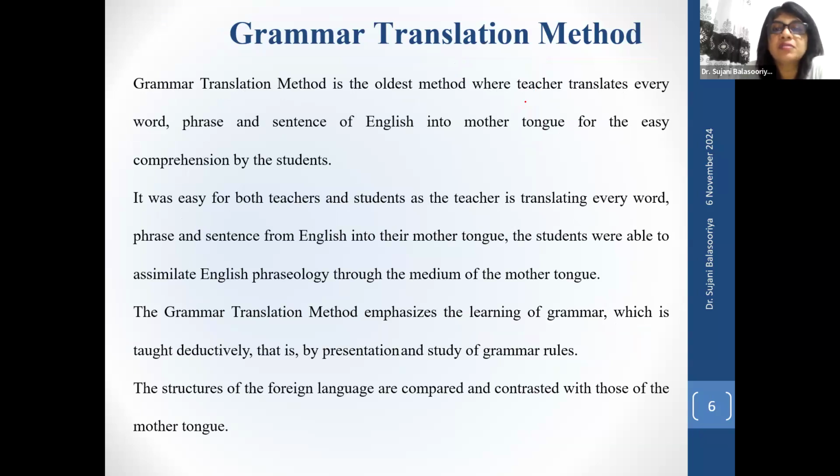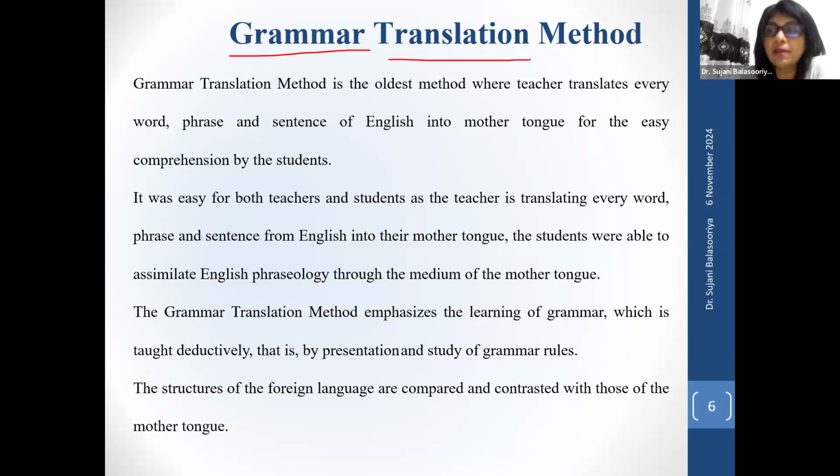GTM is the oldest method, right? It is the oldest method where the teacher translates every word, phrase, and sentence of English into the mother tongue for easy comprehension by the students. Okay, you can understand when you refer to this topic, it is the grammar translation method.